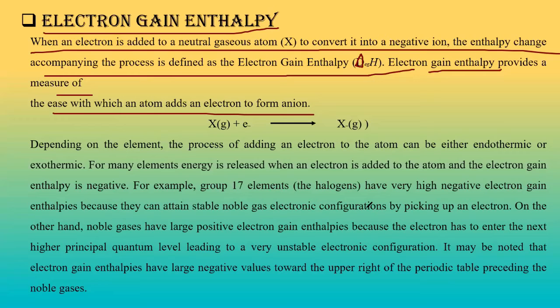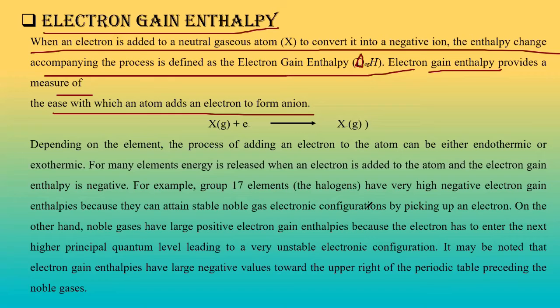Now, if it becomes stable, then what will happen? Energy will be released. Now the question arises: this was the first electron gain enthalpy. What about the second? After it is stabilized, if one more electron is to be added, then definitely it will not want to, and energy will be required instead of released.